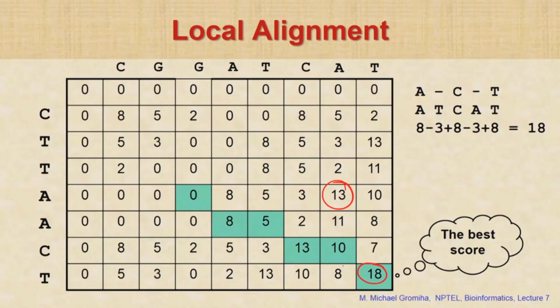Now go back with this 18. Among these 3 it is 13, so here this is 5, this is 8, and then 0, so we stop here. This is the 18: T and T match. Here we use this gap, then C and C are matching, then another gap, and A and A are matching, so it is equal to 18.